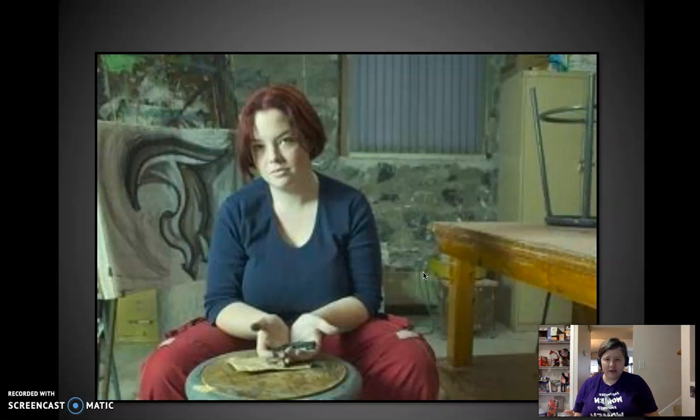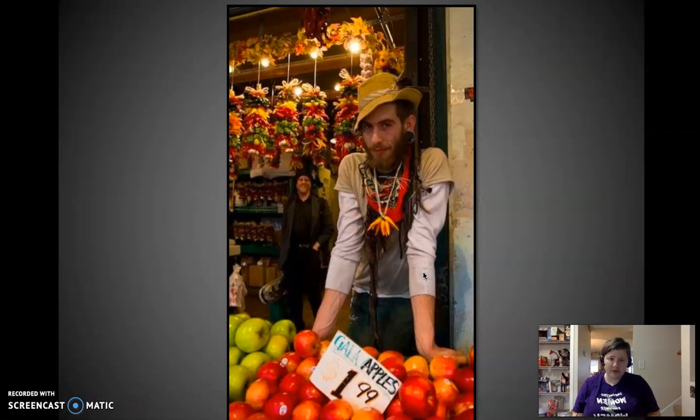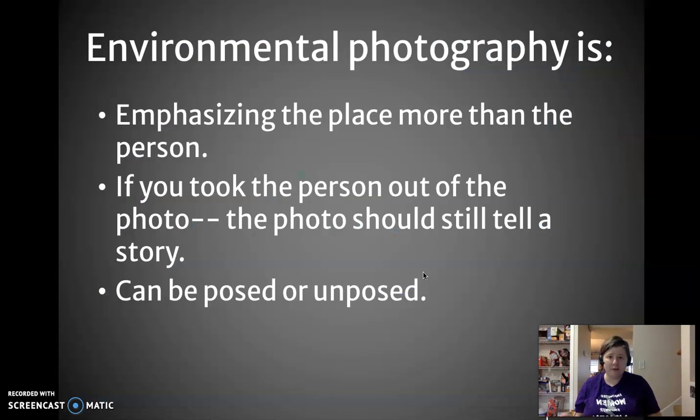So just for a second here, we'll go back to this lady. Would we know that she's an artist if she were in a bus? Would we know that she was an artist if this picture was of her in a kitchen or in a living room? So what is it about the place that she's in that's important about who she is? Same thing with this guy. Would we know that he's a fruit seller if we just saw him walking down Payne Avenue? Probably not. So in environmental portraits, the place is telling us something about the person. Again, posed or unposed, he probably didn't pose for that. She probably did. Still environmental portraits.